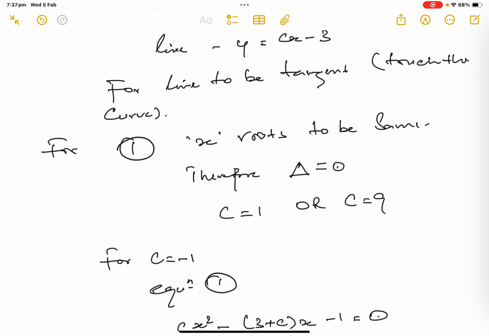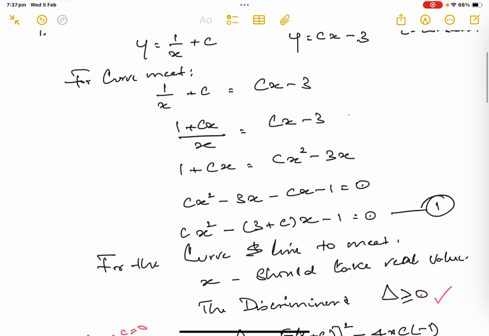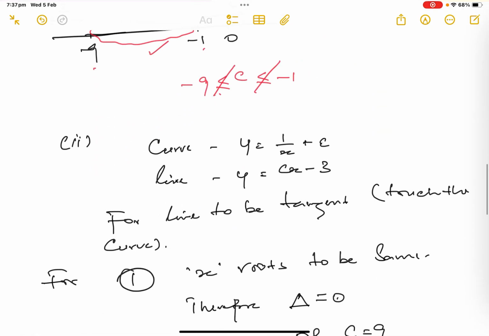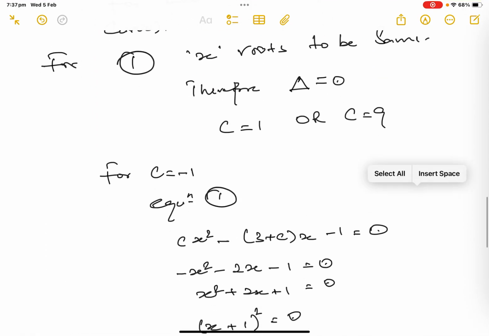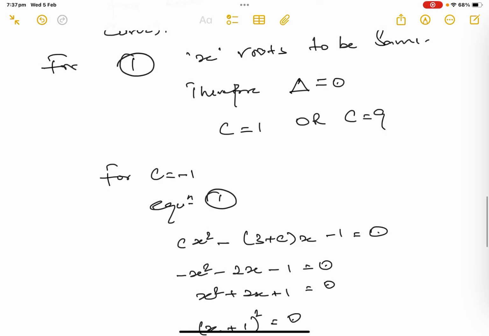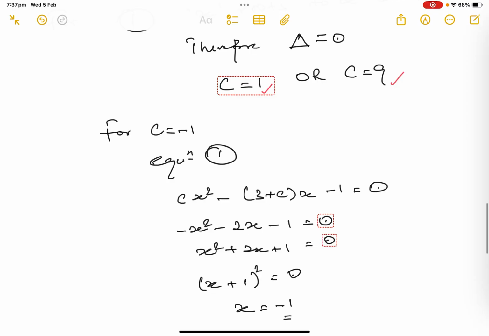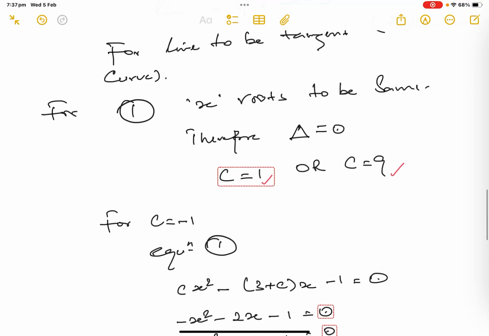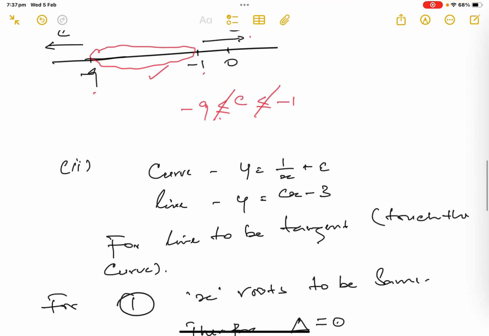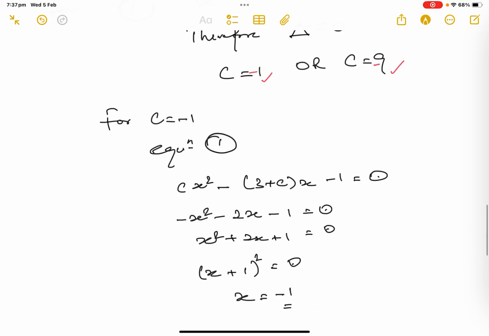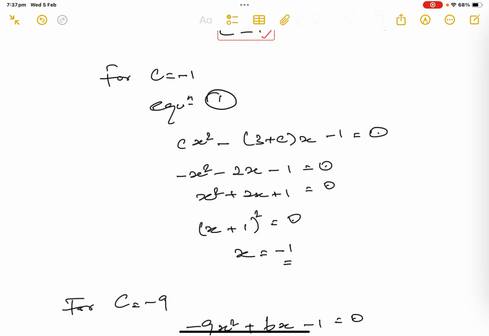So the first value c1 and c2, there are two values. That is what they said in the question: the line is tangent to the curve for two particular values of c. Those two particular values are found when the discriminant equals 0. If you do that, then c equals minus 1 and c equals minus 9. These are the two values. So let's say c equals minus 1.